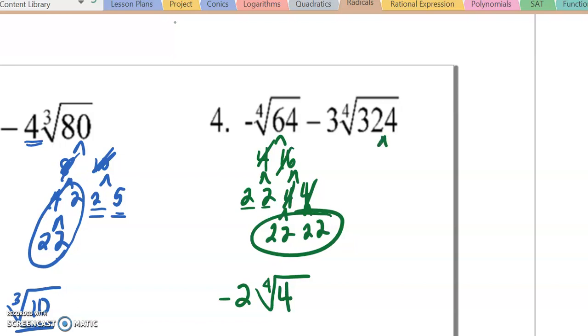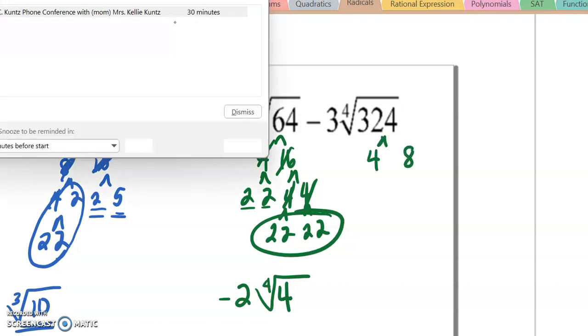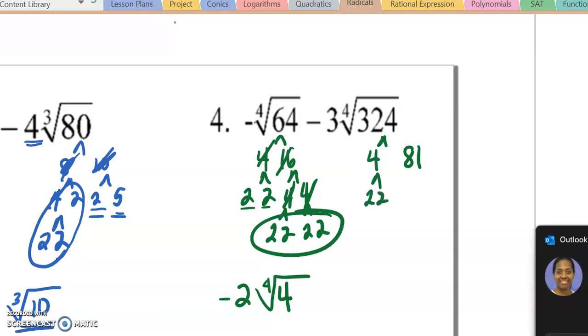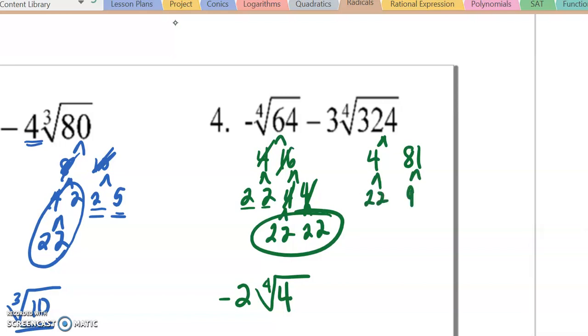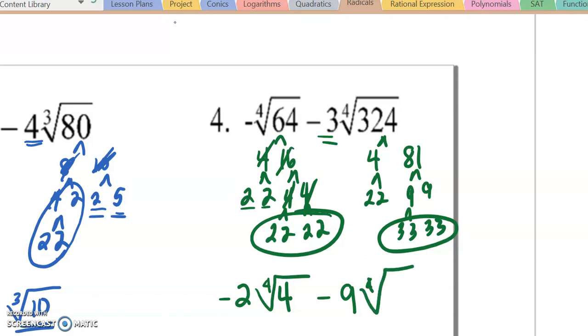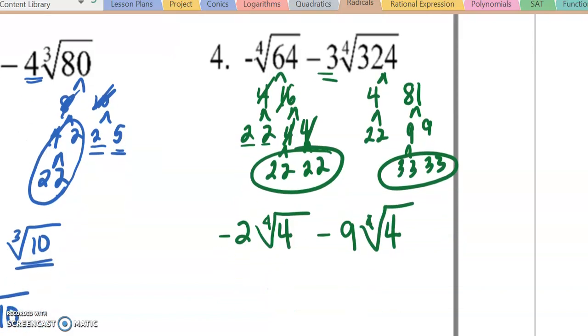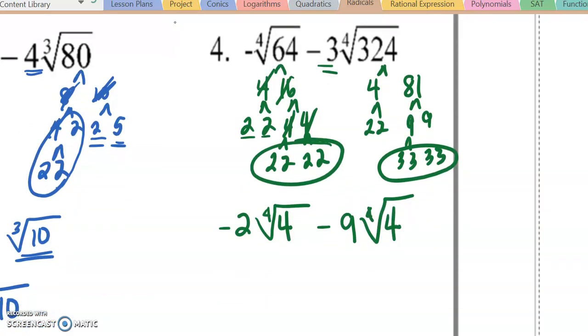Now I'm going to do 4 and 81. I just picked that. I'm going to get 9 and 9. I'm going to get 3, 3, 3, 3. So I'm going to get threes that get to come out, but there's a 3 here, so it's minus 3 times 3 is 9, the fourth root of 4. And now I have a negative, and a negative makes -11, the fourth root of 4.